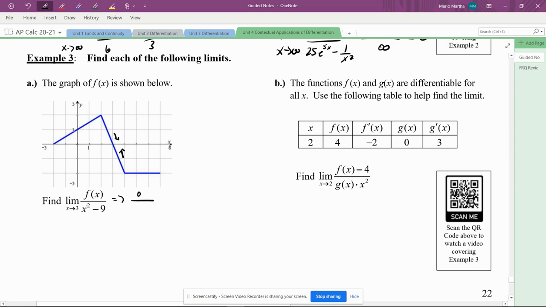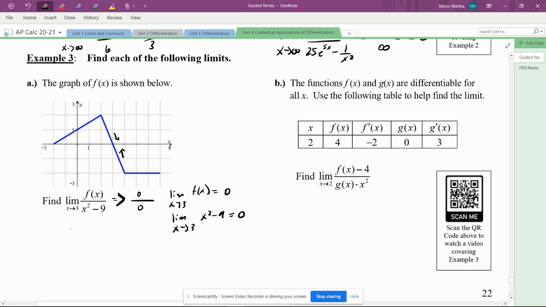And then the denominator is x squared minus 9, so 3 squared is 9 minus 9, which is also 0. Again, make sure you are using the arrows. They won't take away points if you use the arrows, because you're just indicating that. So we want to say that the limit as x approaches 3 of f of x equals 0, and the limit as x approaches 3 of x squared minus 9 equals 0.